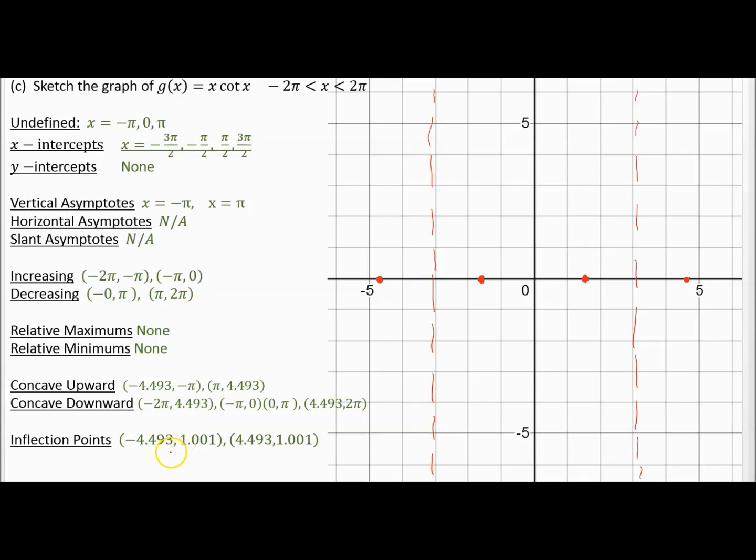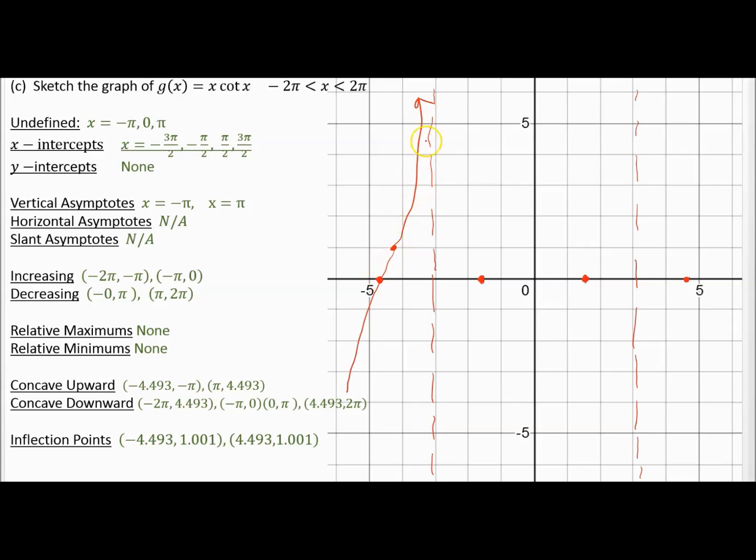Remember when it changed concavity? So negative 4.493 to 1. So there's 1, 2, 3. There's negative 4.4 and a little more, and up at 1. That's where my graph changes concavity. So it's concave downward on this side, and then it flips to concave upward on this side.